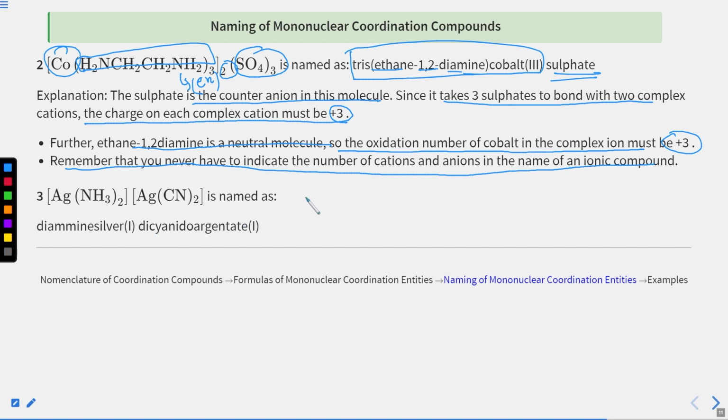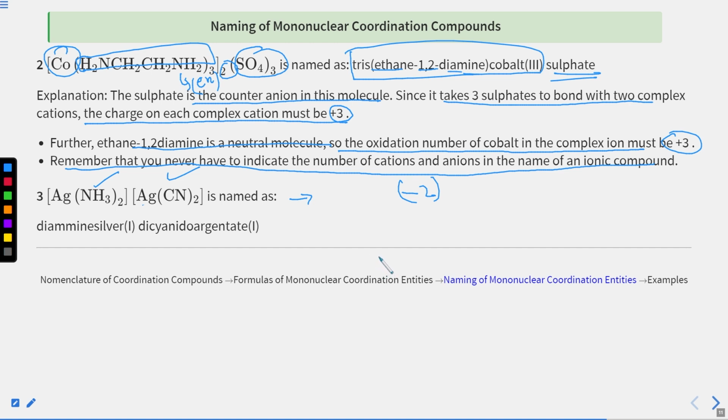Now, if I tell you how you will name this compound, how will you name it? See, first of all, both of these are neutral molecules. Okay, and what about this? This is not neutral. This ligand is not neutral. It has a charge of -2. Clear?